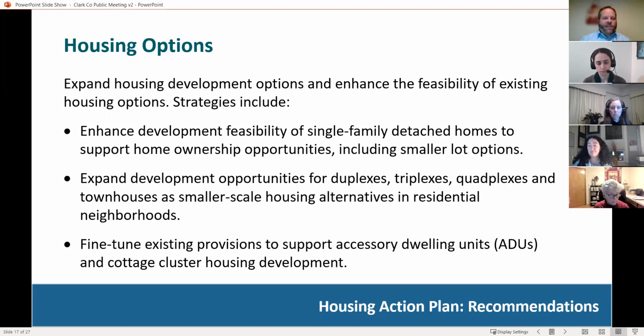And our third strategy here is fine-tuning existing provisions to support accessory dwelling units and cottage cluster housing development. So looking at things like minimum densities, attached and detached configurations for cottage cluster housing, potentially reducing the required common space, looking at flexible parking configurations, and other similar measures.